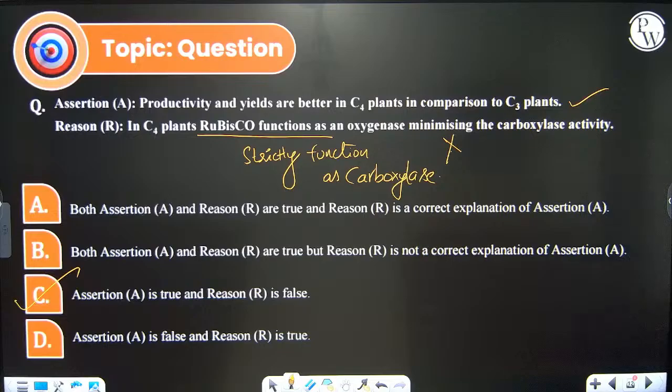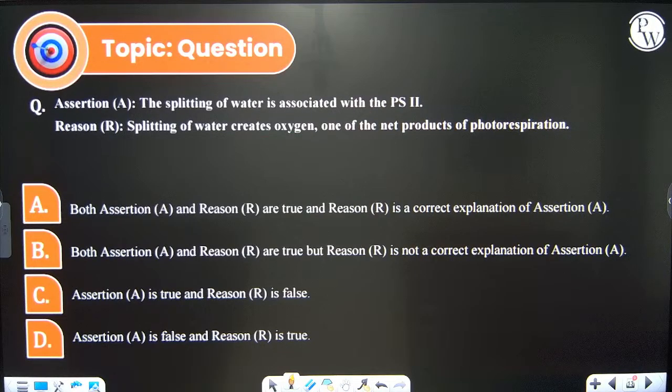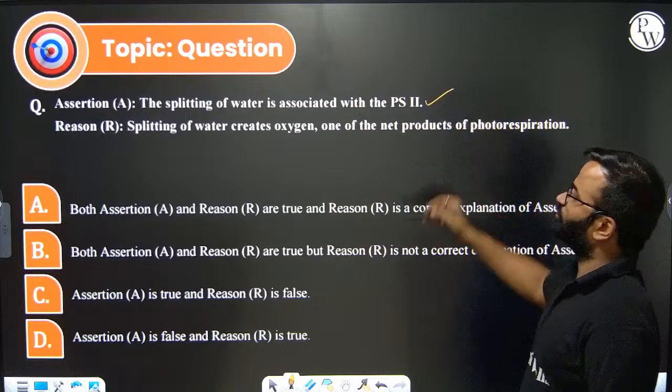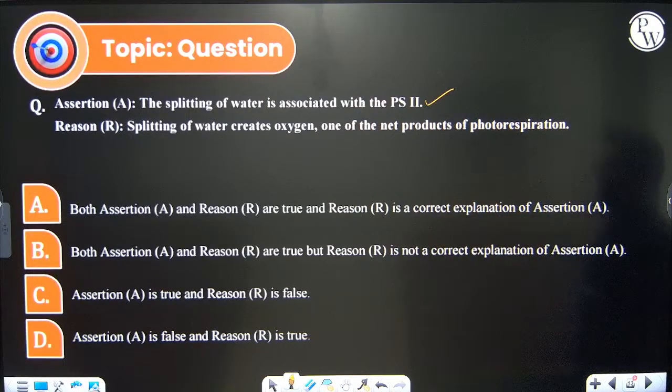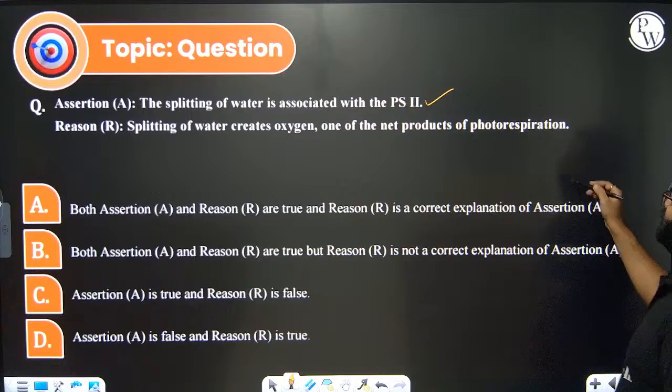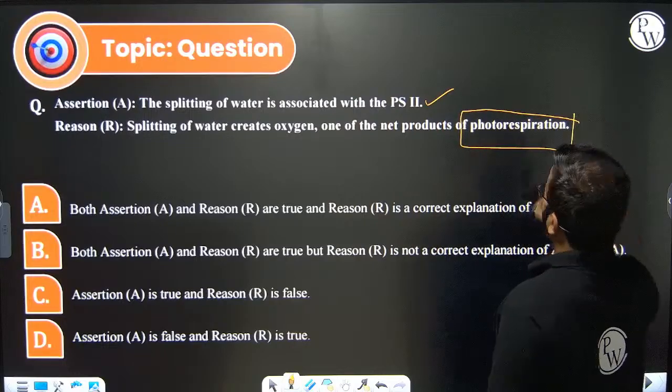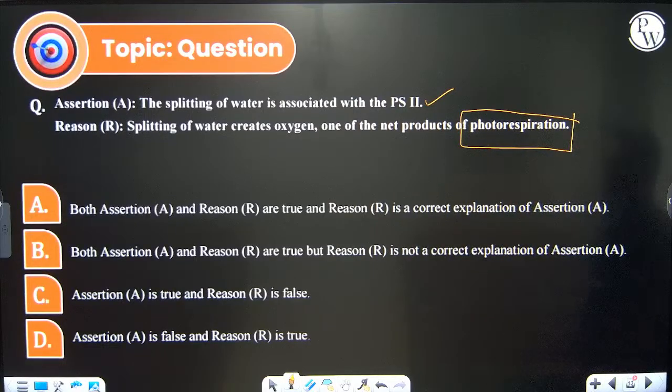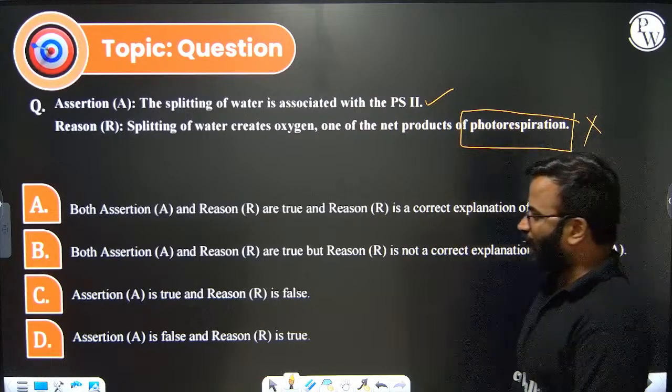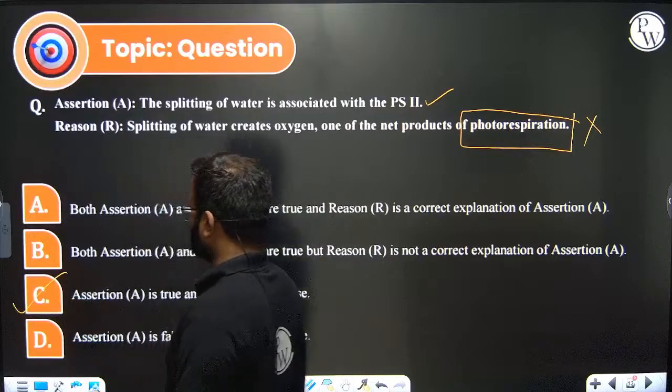The splitting of water is associated with photosystem 2, which is true. Splitting of water creates oxygen, one of the net products of photorespiration. Nope. We don't talk about water splitting with photorespiration in this context. So it is wrong as a statement. So the answer would be 3, or C will be your answer.